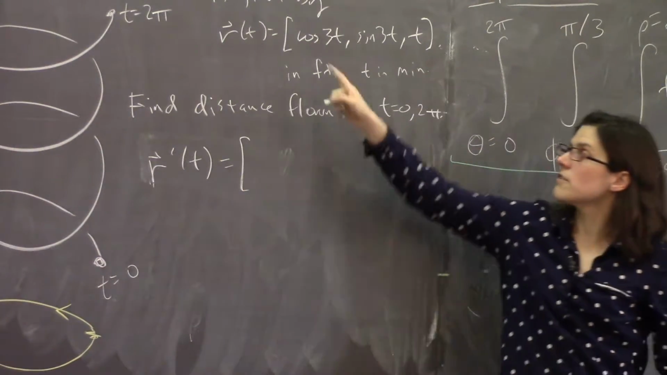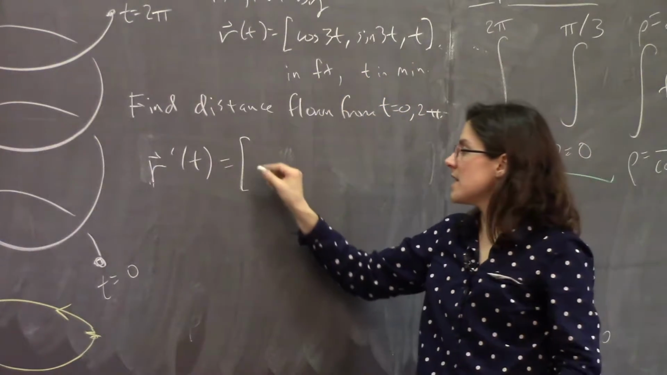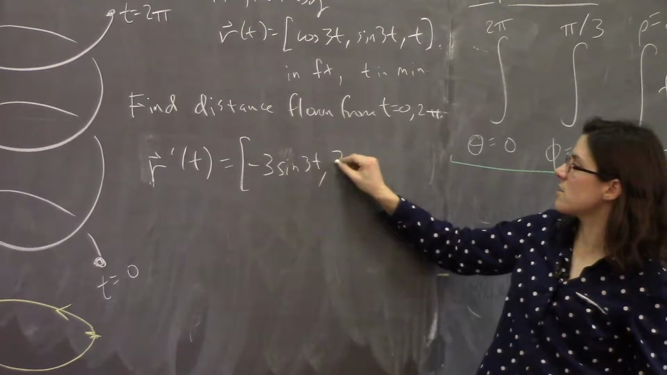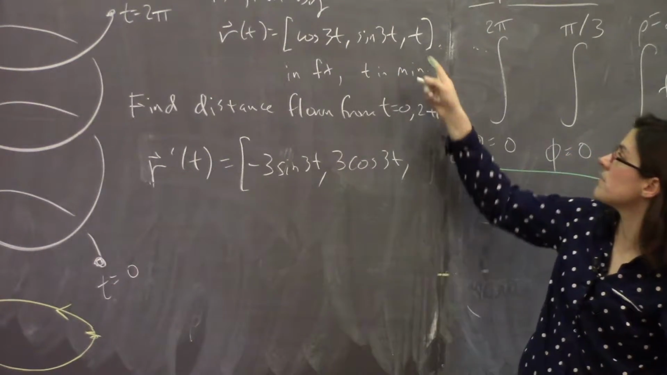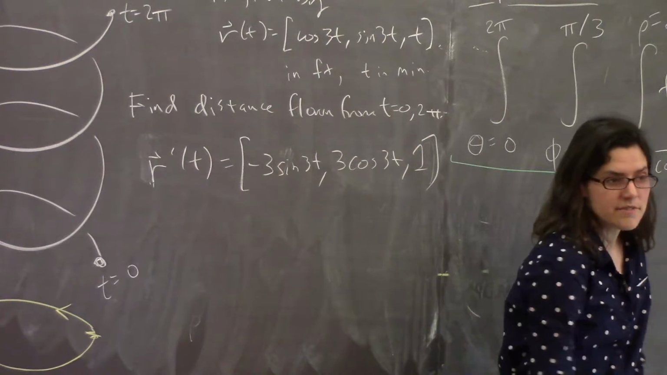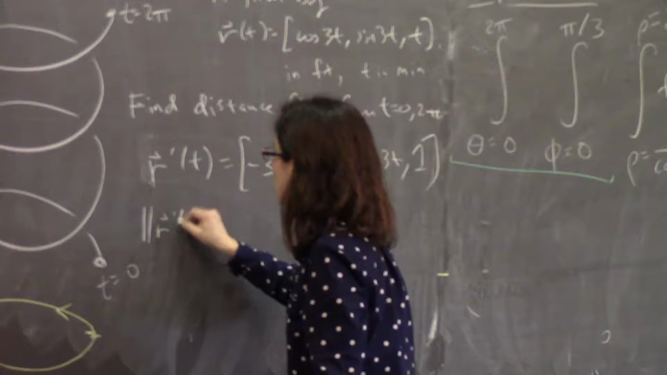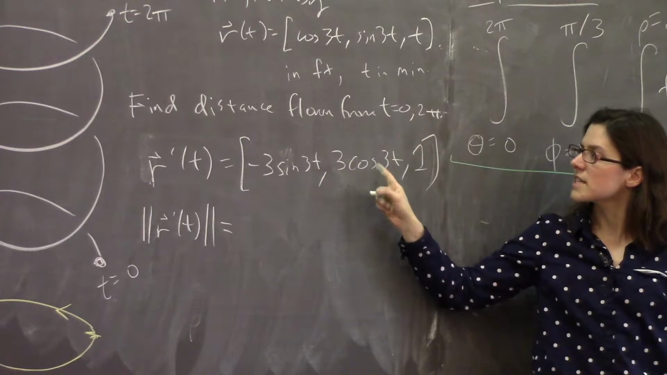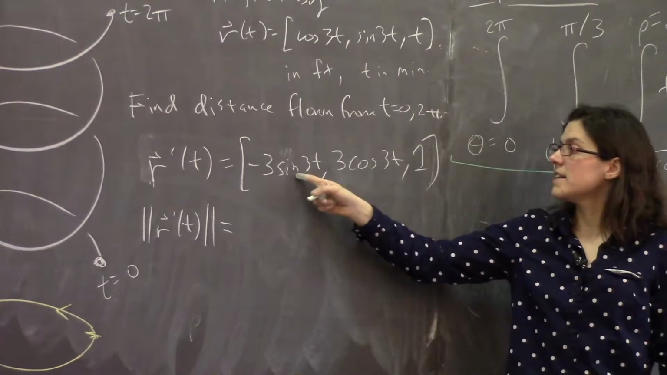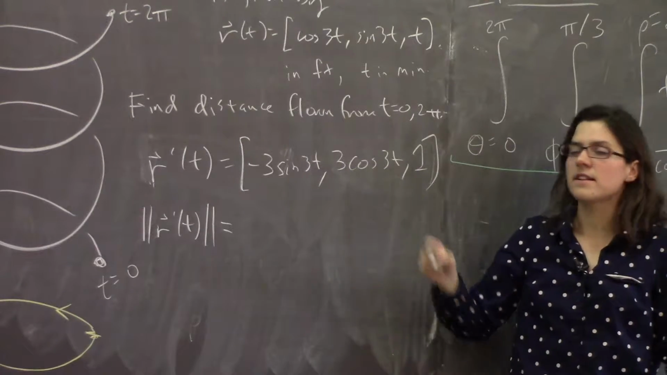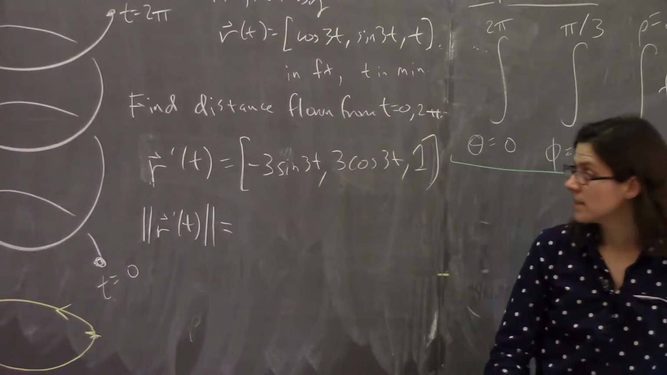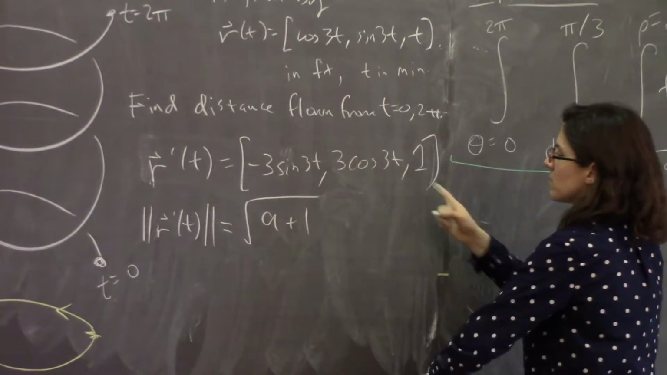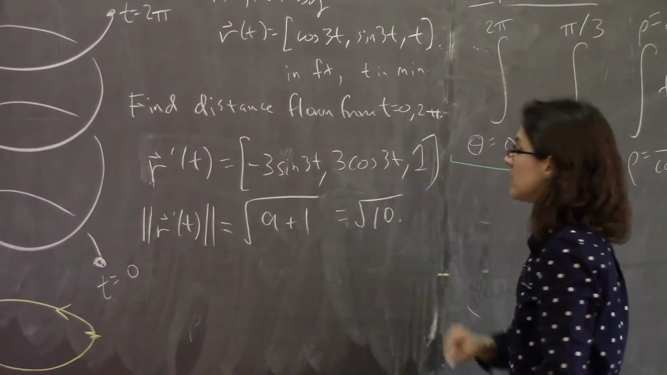Okay, derivative of cosine of 3t is negative 3 sine 3t. Derivative of sine 3t is 3 cos 3t. Derivative of t is 1. So let's find the magnitude of this. The magnitude of r prime of t, let's see. If I square these and add them up, I'll get 9 sine squared of 3t plus 9 cos squared of 3t. So I'll just get 9. So it's the square root of 9 plus 1, like 1 squared here. So it's the square root of 10.